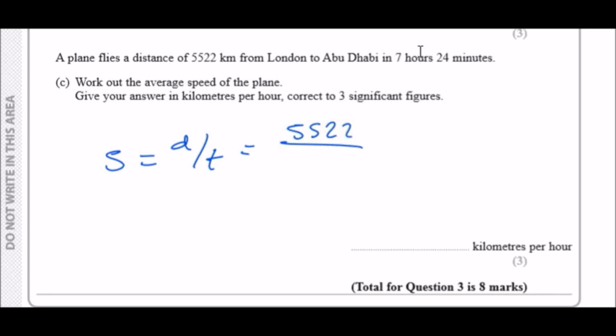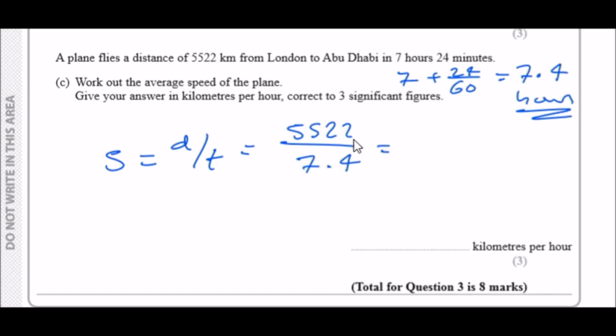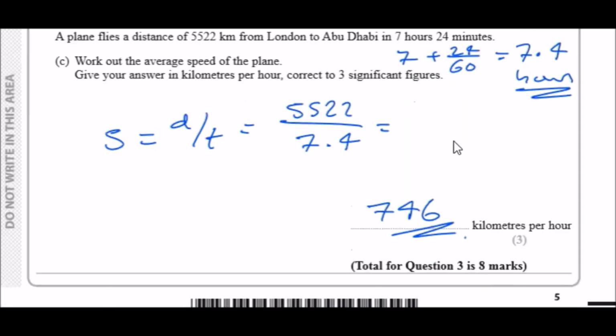5,520. And then the time is going to be, oh yeah, because you've got minutes, we've got to rewrite that. It's going to be, firstly, 7 plus, and then treat this as a fraction, 24 over 60. And you can just put that in your calculator and get a decimal answer. 7.4 hours. So this is exactly how you convert. Anything you have, flip it as a fraction, yeah? So we just divide by 7.4, and we should get, to 3 significant figures, it's traveling at 746 kilometers per hour. Quite fast, quite fast.